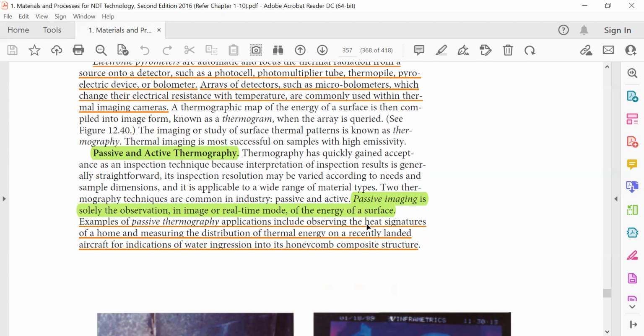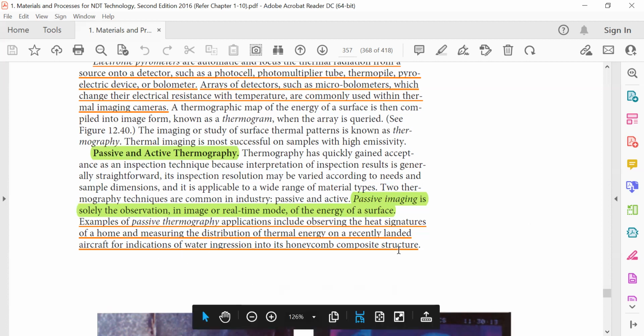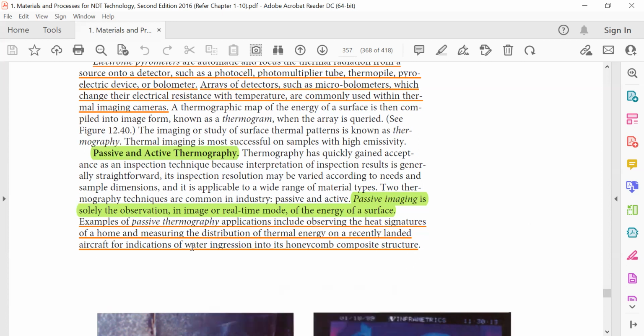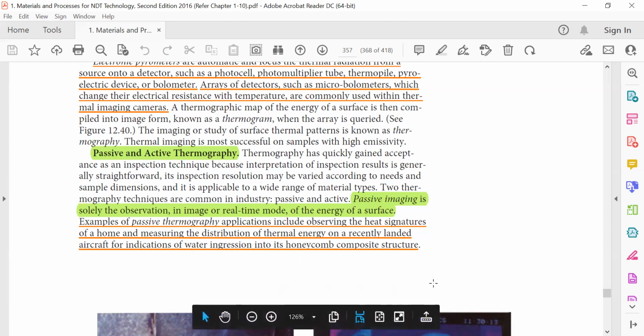In the night you see the heat signature of the home. So you can find where there is dampness and all. Aircraft, when water ingression is there in the honeycomb composite structure, when it has just landed, you see the cold spot there because of ice formation at high altitude.